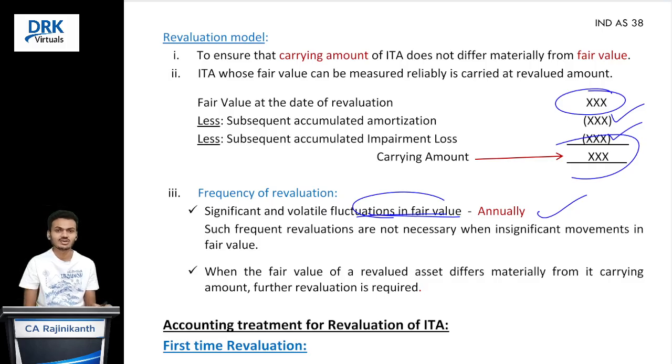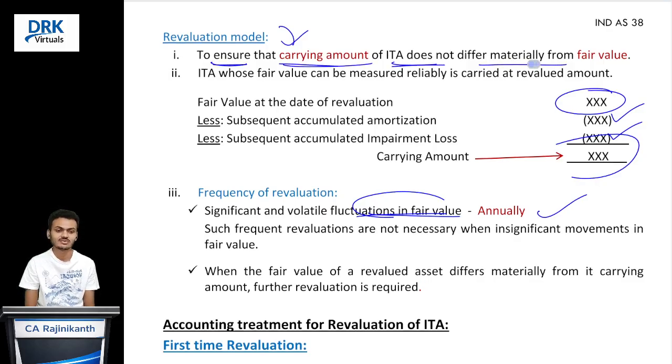At the time you are going for a revaluation, on that date, if you find that the carrying amount of your intangible asset is not materially different from the fair value of the asset, in that case revaluation is not required. This is the primary objective of the revaluation model. See here, the revaluation model's primary objective is what? To ensure that the carrying amount of the intangible asset does not materially differ from fair value. So on the date of revaluation, if the carrying amount is not materially different from fair value, revaluation is not required. If it is materially different, yes, you should go for revaluation. So that is what the standard is saying, right?